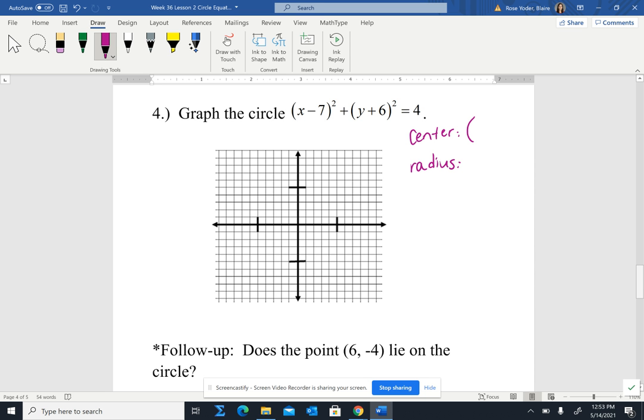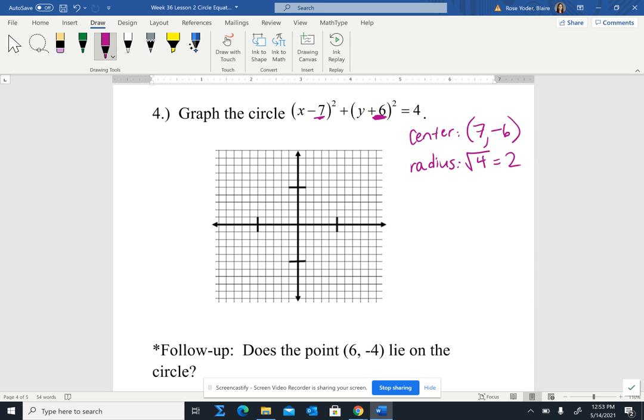So x minus 7, so positive 7. This one, though, be careful, y plus 6, so it's going to be -6. And then also be careful with the radius. It's not 4. Remember that 4 is the radius squared, so you have to square root the 4, which is 2. It is harder than it seems like it would be to draw a good circle.